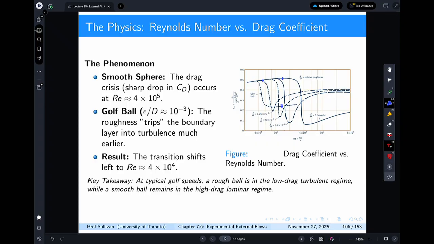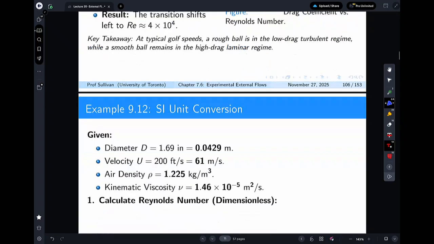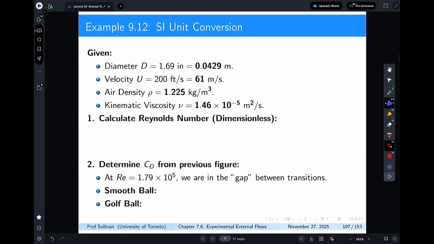And again, this is not from the text. I was actually looking for this because I was asked a question, and when I was asked, I said, of course, White has a copy of this exact same curve. It doesn't. So this one is from another text, but it's really useful to see why surface roughening and golf balls do what they do. Transition shifts to the left from 4 times 10 to the 5th to 4 times 10 to the 4th, which is significant, and again, same sort of point. If you're a really good golfer, you can do a lot of things with that.